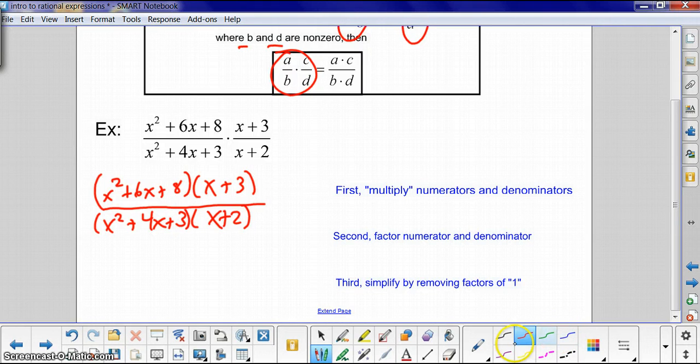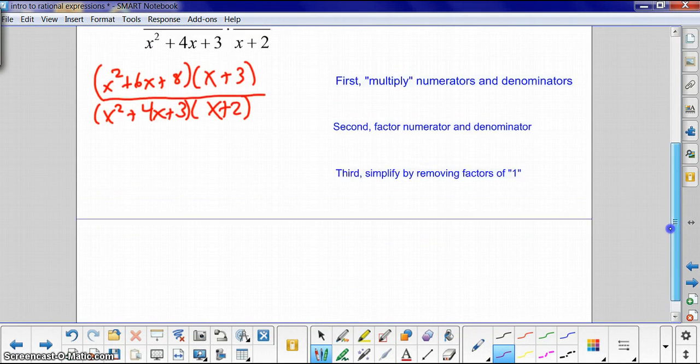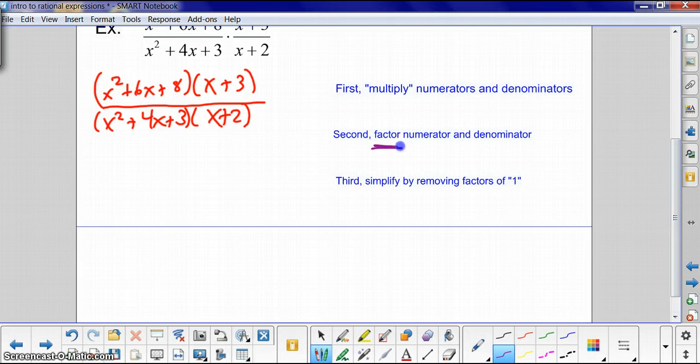I'm going to go ahead and switch to this purple color for factoring the numerator and the denominator. Even though the directions did say multiply them together, we're really not multiplying them together, because we have to factor them afterwards anyway. So we would just have to undo the multiplying and turn it into a factoring problem. Let me go ahead and factor the numerator.